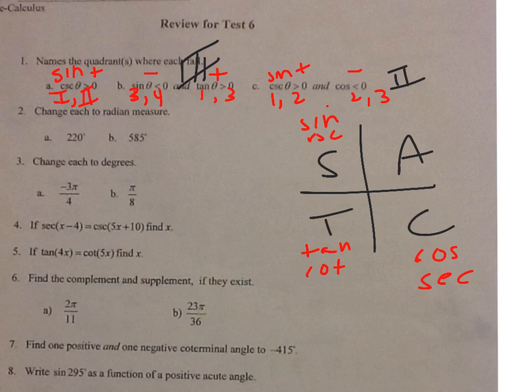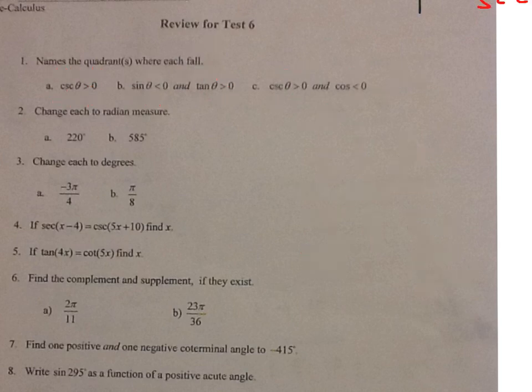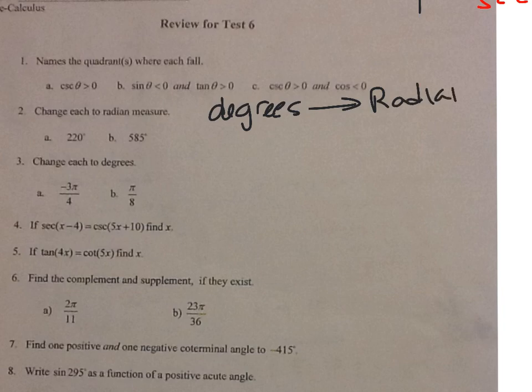All right, so let's take a look at number 2. How do we change from degrees to radians? So to change from degrees to radians, let's write this down. To change from degrees to radians, you multiply by pi over 180 and then you reduce the numbers.